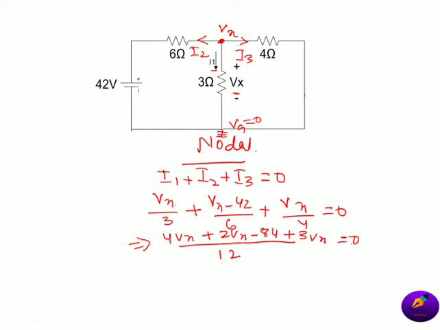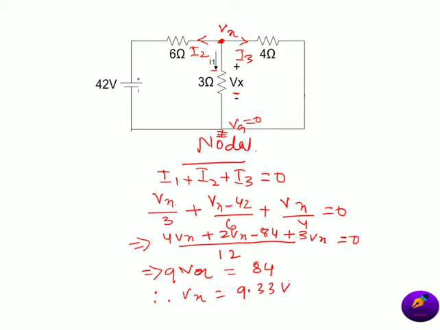Taking the denominator to the right hand side, it will become 0. Therefore, how many total Vx is it? 4 plus 2 is 6, plus 3 is 9Vx minus 84, which we will move towards the right hand side, it will become 84. Therefore Vx is equal to 9.33 volt.